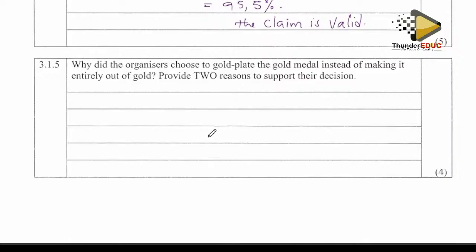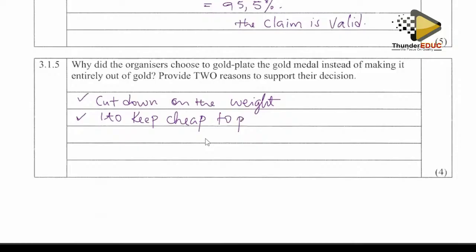3.1.5. Why did the organizers choose gold-plated and the gold medal instead of making it entirely out of gold? One, to cut down on the weight because gold is heavier. Then number two, to keep it cheap, to produce more medals. Because it has to be cheaper, ne? Okay, question number 3.2.